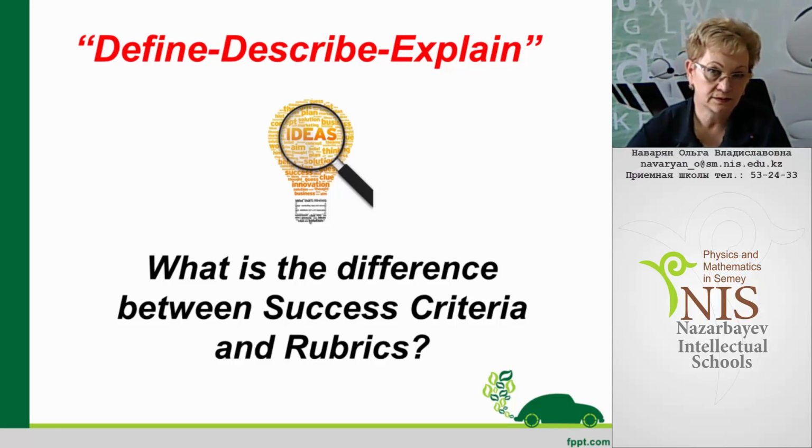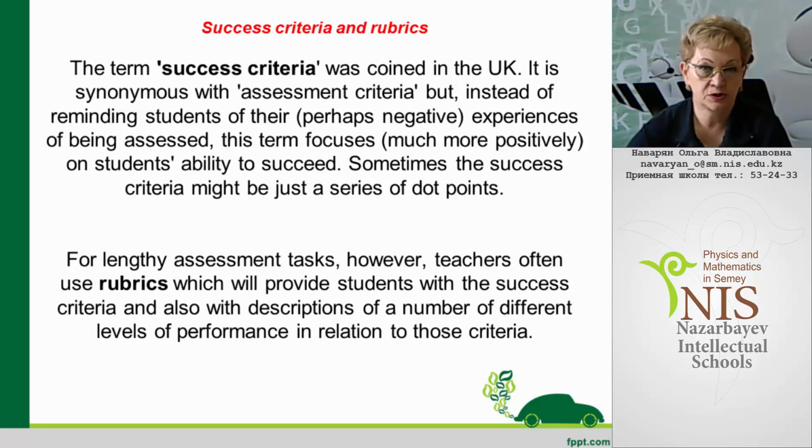If you are ready, I will show you this slide, which will help us to understand what is the difference between success criteria and rubrics. The term success criteria was coined in the United Kingdom, and it is synonymous with assessment criteria, but instead of reminding students of their maybe negative experience of being assessed, this term focuses much more positively on students' ability to succeed.